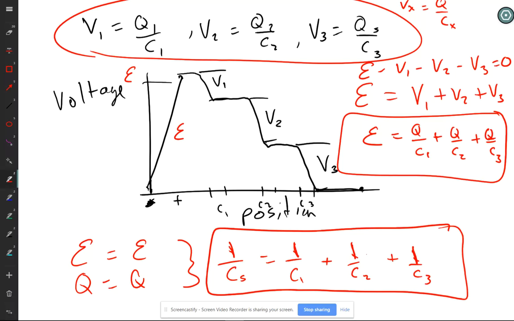That's the point of going through the derivation. The answer is something you're going to use, but the goal wasn't for you to be able to get to the answer, it's to see how those things work together. So this is how capacitors in series will add.